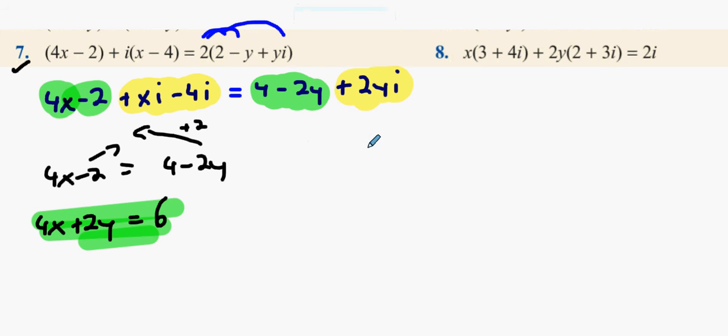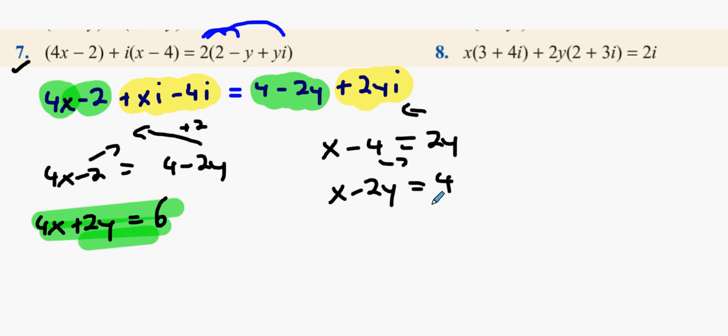So what equation can I write here? x minus 4 equals 2y. Bring the 2y to the left, the 4 to the right, and we get x minus 2y equals 4. Is that okay with you guys? And that would be classed as the yellow equation.